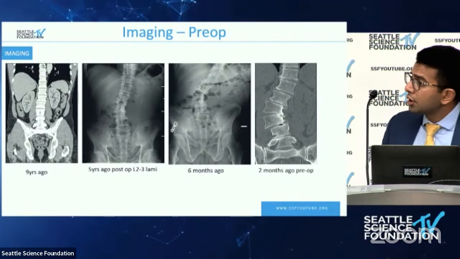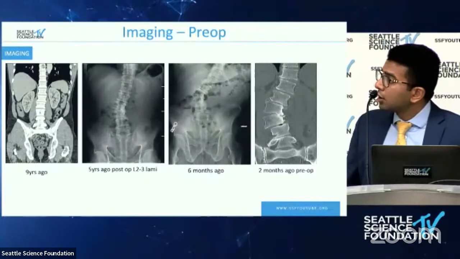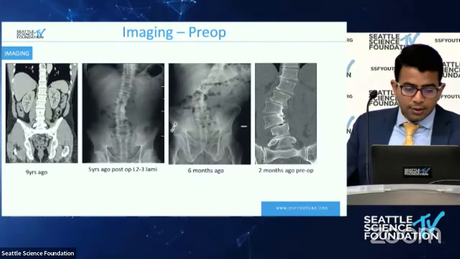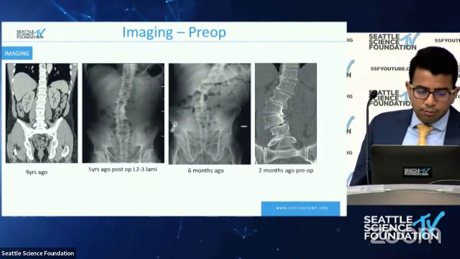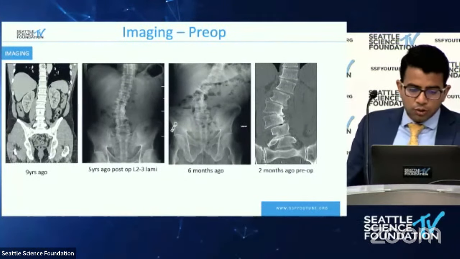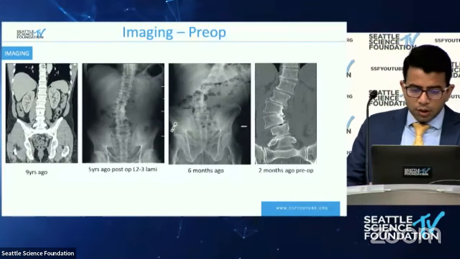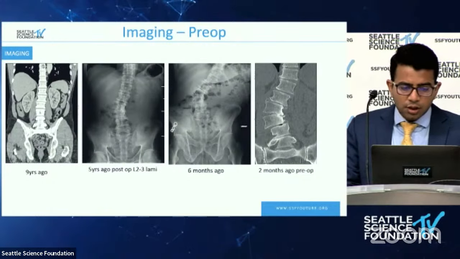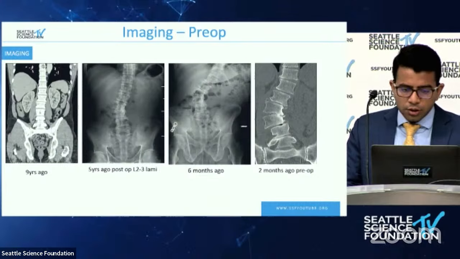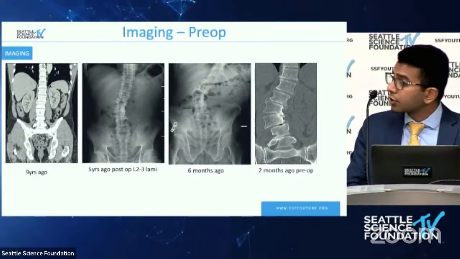9 years ago, he had gotten a CT scan for abdominal issues, and it looked pretty straight on the AP. We saw him 5 years ago, and he had the L2-3 laminotomy done. These are his images immediately post-op. He was already starting to develop some L2-3, 3-4 disc disease, unilateral disc disease, and some scoliosis. At 6 months ago, it had worsened, and you could see his ribs touching his pelvis completely.